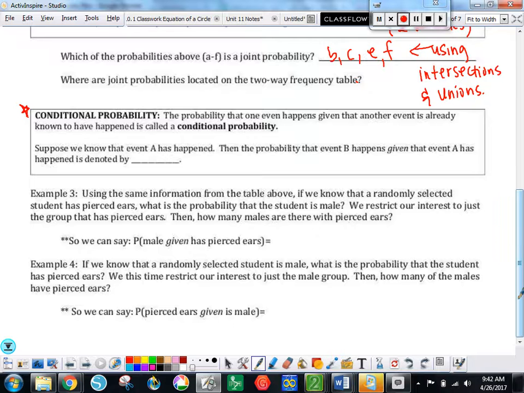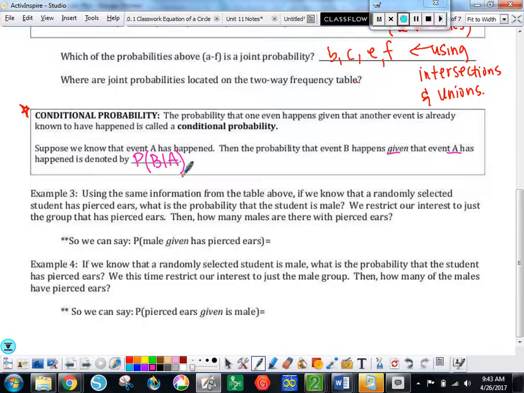Suppose we know that event A has already happened, so that we know that we're only talking about the girls or whatever. And the probability of event B happening, given A has already happened, this is how you would write it. It's a vertical line, and looks like an I. The probability of B happening, given I'm only looking at the A group, is a conditional probability.